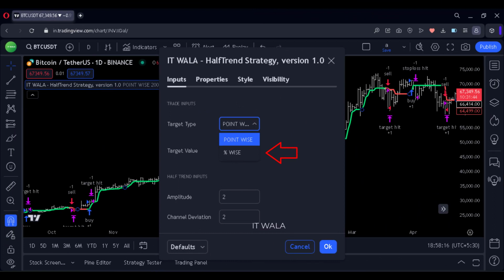Similarly, you may choose the percentage-wise target option, where the targets will be calculated in percentages instead of points. And these are the default inputs of the Half Trend indicator. As you modify them, the Half Trend line gets modified on the chart.